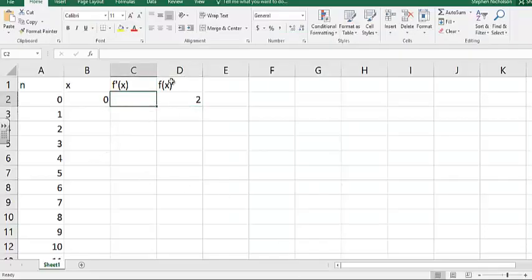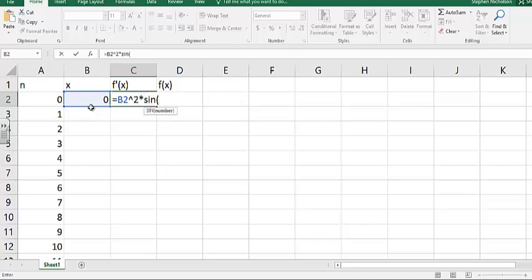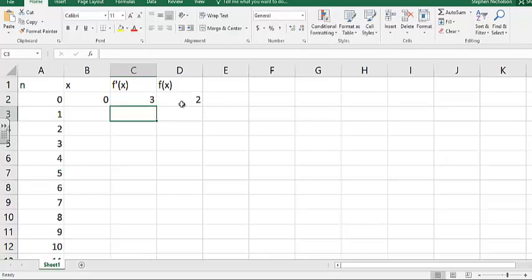So we're going to evaluate the derivative, which is equal to x squared. We'll click on the cell for x and square it, times the sine of x, cell B2 squared, close parentheses, plus 3. That's the value of the derivative. We'll start off with 0 squared times the sine of 0 squared plus 3, so it should be 3. Okay, so that's f prime of x.